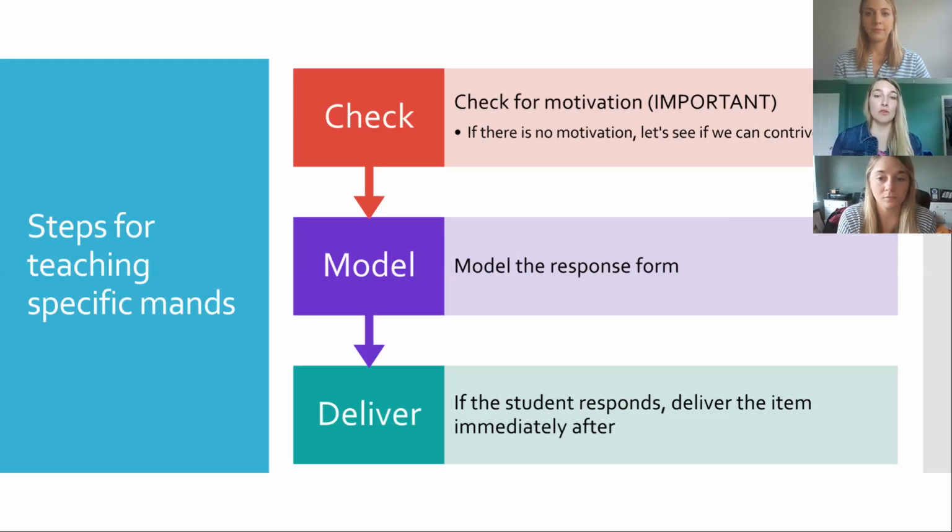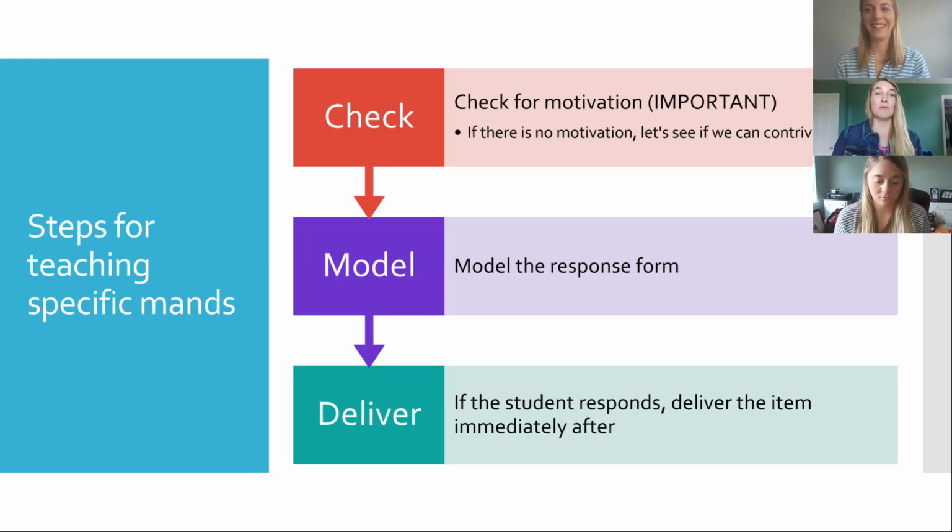So when you see that motivation is there, you model the response form, whether the response form is signing, whether it's vocalizations, or on their AAC device. You do that first model and then allow them to repeat it, and then you deliver it after they say it. So an example could be, let's do the sign for water. So Annie, do you want to be the student? Sure. So Annie really wants water. I see her running towards the water fountain, and I beat her there because I'm super fast. And I stop her right in front of the water fountain, and I go, water.